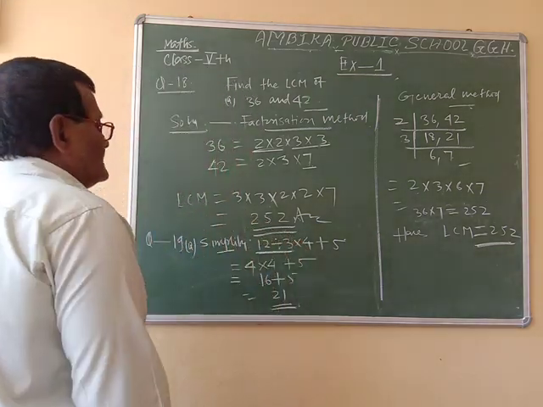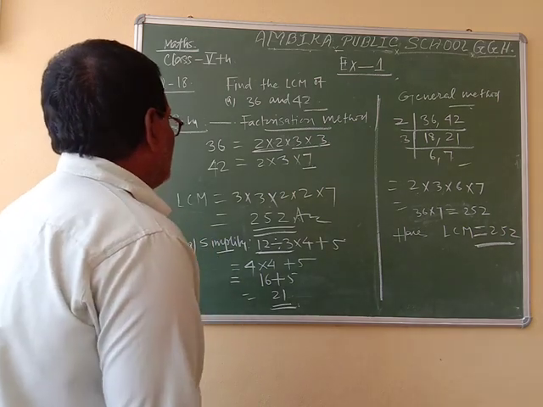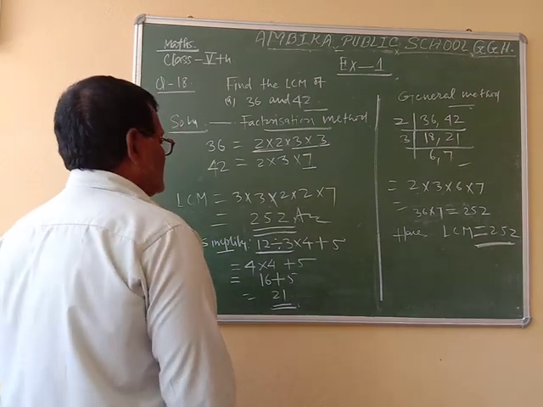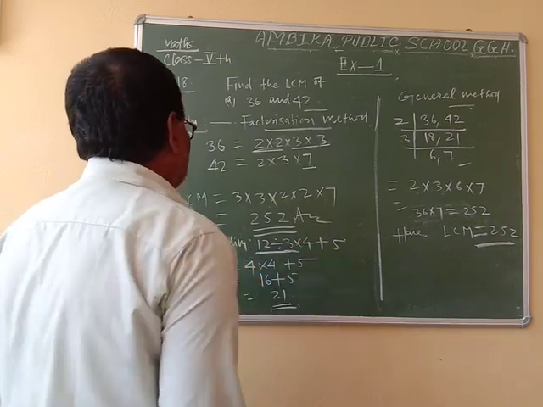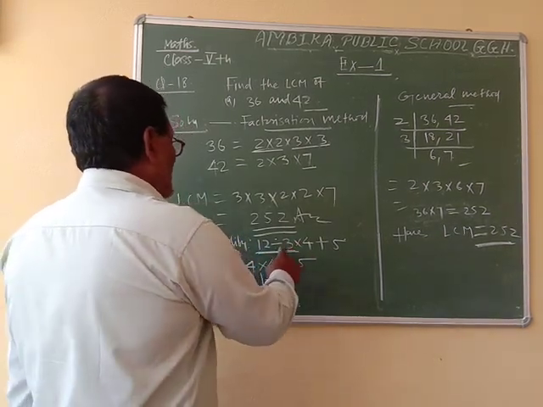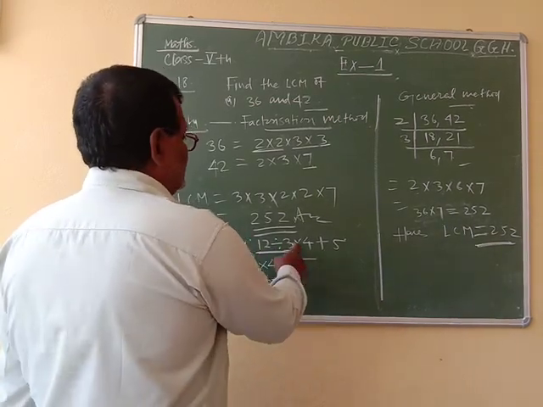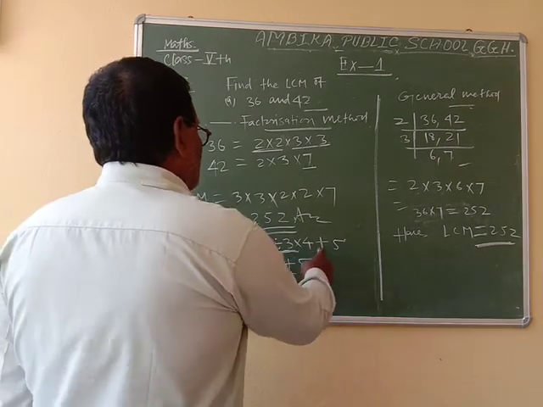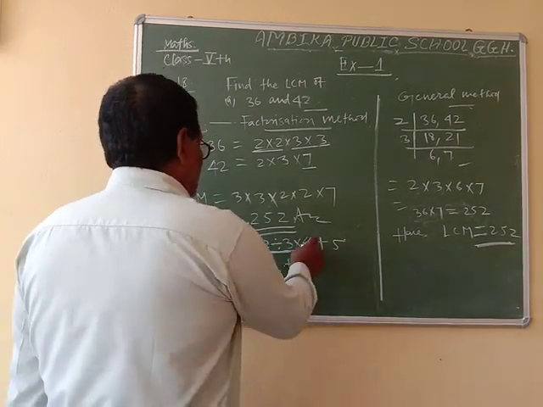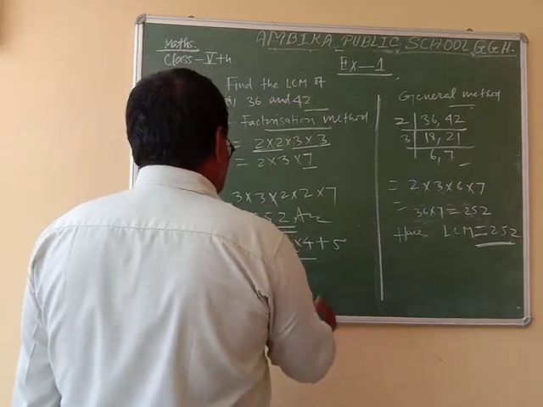In simplification, we use at first divide 12 by 3, and after that we multiply with 4, and after multiplying we add with 5. 21.